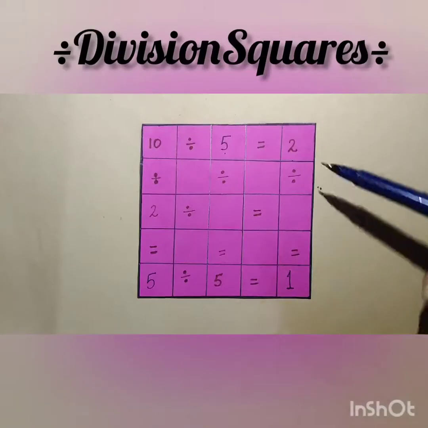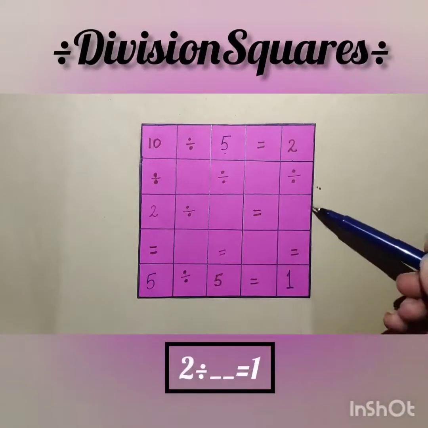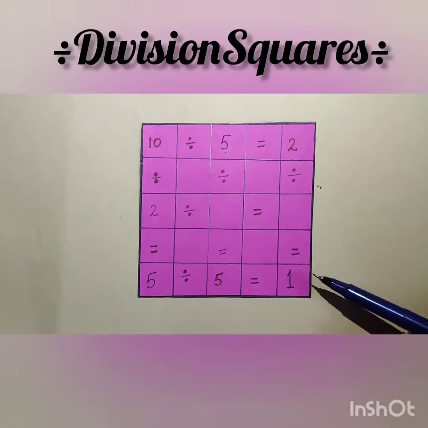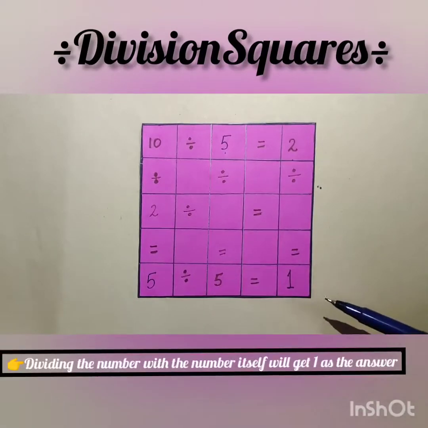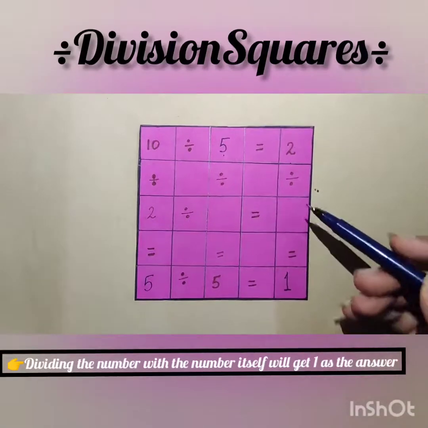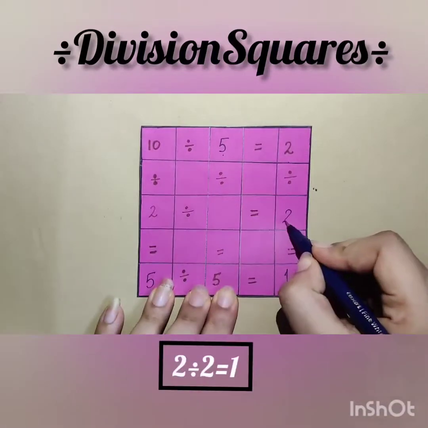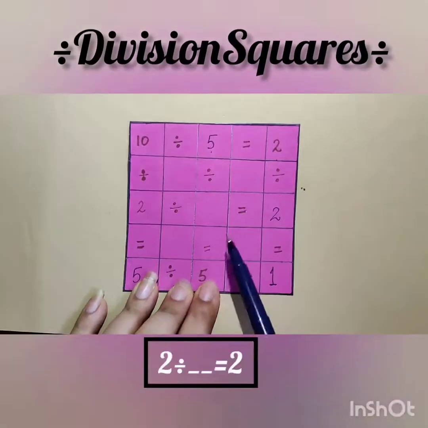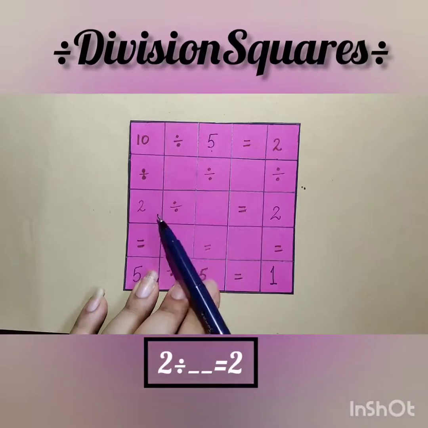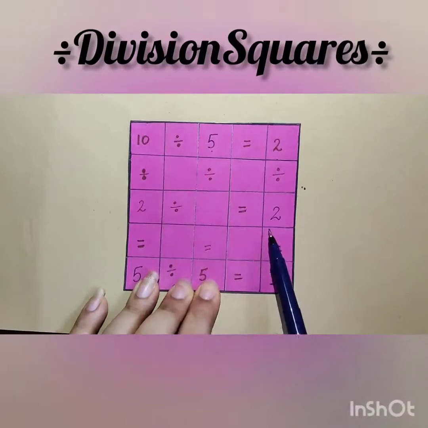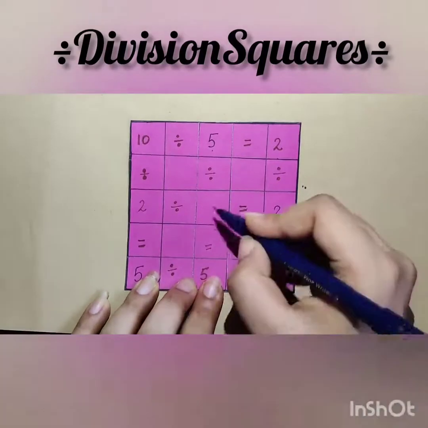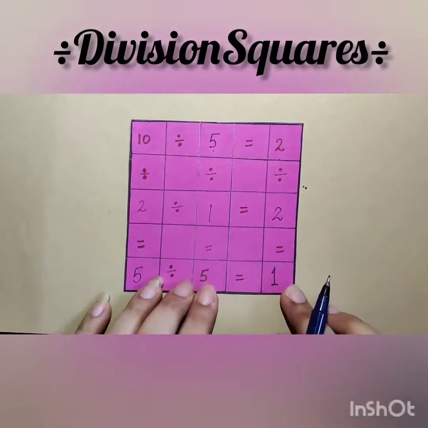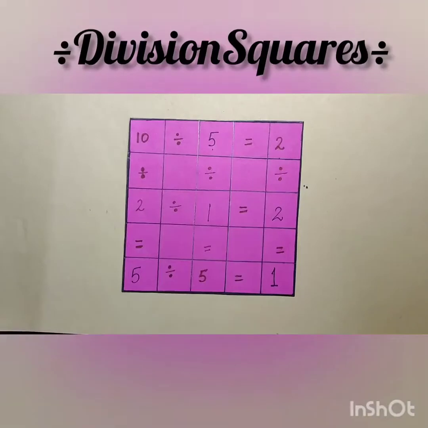And now we'll be doing this line. Which number will be divided by 2 only to give the answer 1? We did it in the previous question also, right? So when we divide the number by the number itself, 2 divided by 2, the answer is 1. Easy. Now, what number will be written here when we have to divide 2 by it and the answer is 2 only? The answer would be 1. 2 divided by 1, the answer is 2. Right? I hope you all were able to understand this.